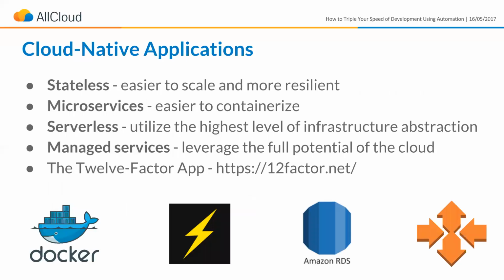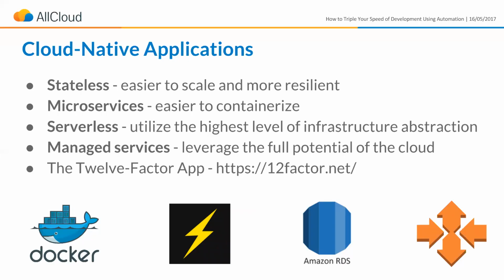Now, the term cloud native applications isn't directly related to automation, but I still would like to mention it here because it is much easier to achieve CI/CD for applications that were built following these principles. So there are many attributes to cloud-native applications. Here are a few important ones. They are usually stateless, which means it is easier to scale, and they are typically more resilient to failures if they're stateless applications. Cloud-native apps are usually broken into microservices, which means it is easier to put them into containers.